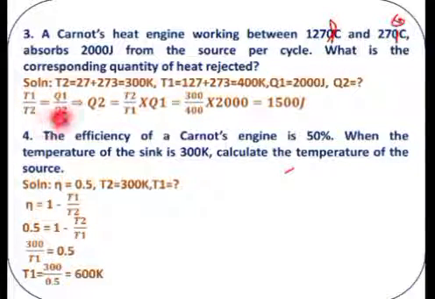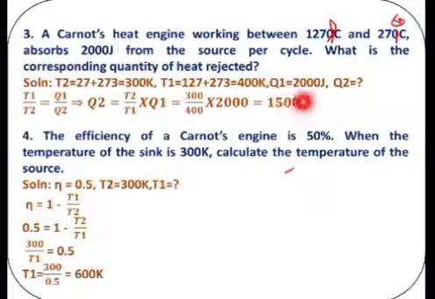We know the formula from the previous derivations. T1 by T2 is equal to Q1 by Q2. From this expression we can find the Q2 value: Q2 is equal to T2 by T1 into Q1. So T2 is how much? 300 Kelvin, T1 is 400 and Q1 is 2000. Substitute the values, and after some simplification, how much did we get? 1500 joule. So this is our Q2 value. Next problem.